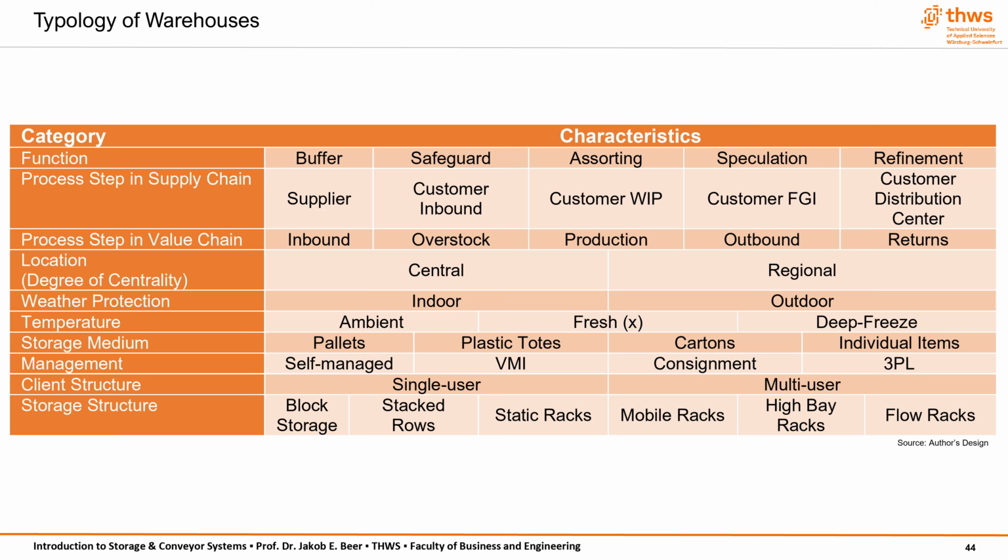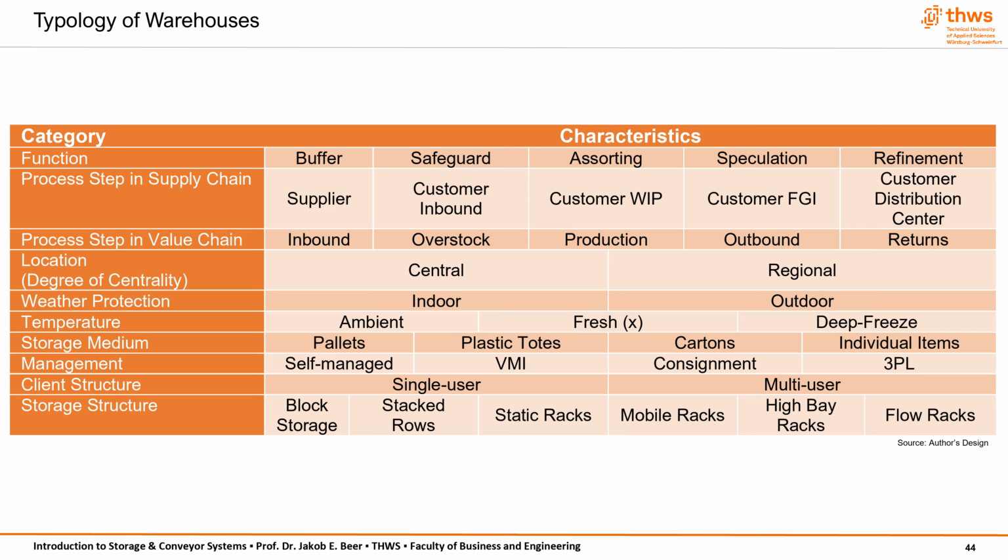The second row classifies the warehouse according to its position in the supply network. A warehouse could be located close to the source, at our supplier, or more generally, at a supplier of the company of interest. The warehouse could also be an inbound warehouse for the focal company's customer, holding input material for the customer's production process. The term customer WIP stands for work in progress.